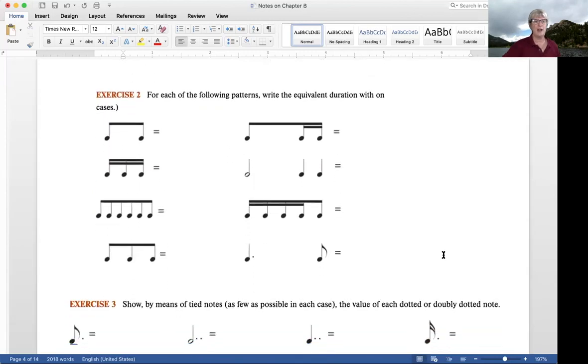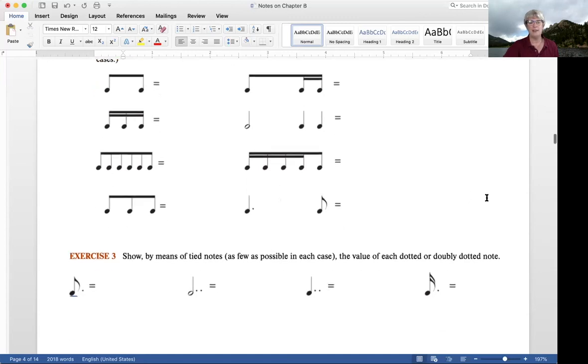Okay, your book has the complete instructions. I sort of cut the instructions off when I copied this onto my handout. For each of the following patterns, write the equivalent duration with 1 note. And that could be either a regular note with no dot, or it might be a dotted note. So try to use a single note duration with or without a dot to show what would happen if you combined these 2 shorter notes into a single duration, or these 3 shorter notes into a single duration.